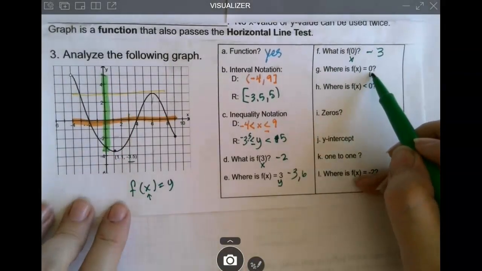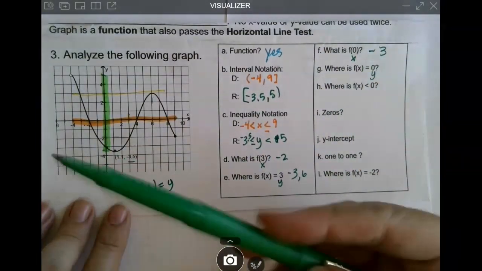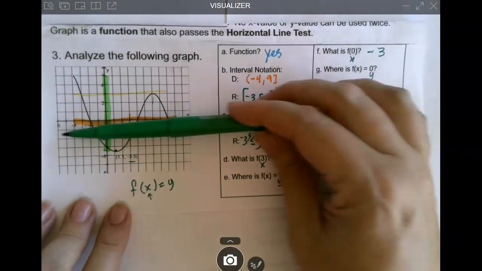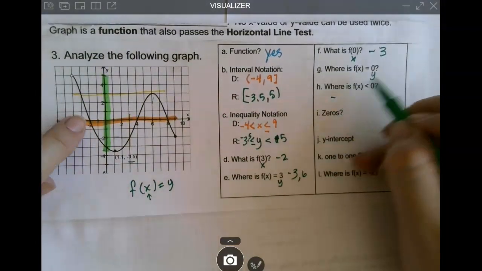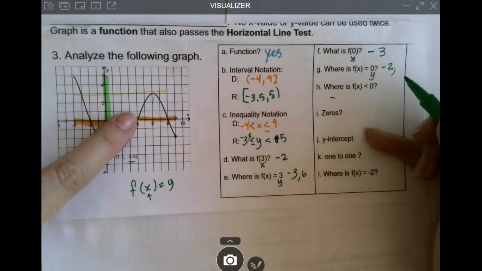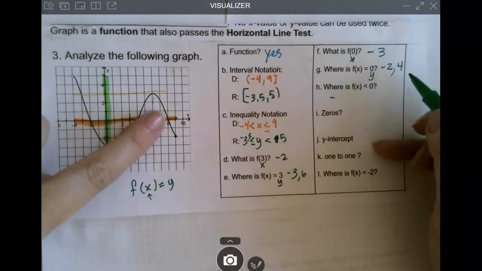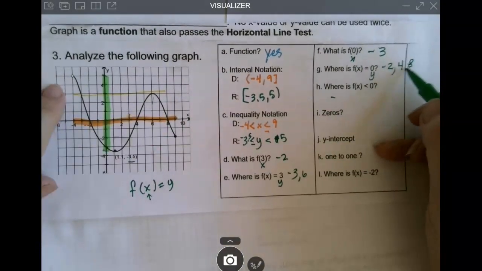Now it wants to know what if 0 is y. Well, that's on the orange line, that's along here, so I've got 3 of them. I've got this one at -2, I've got this one at 4, and I've got this one at 8.